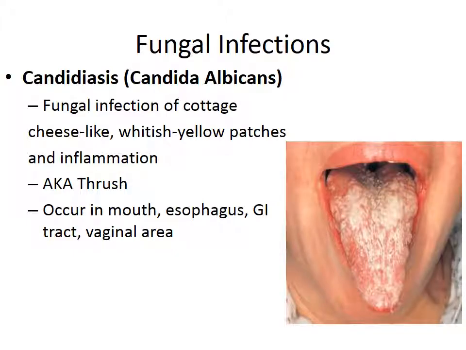Fungal infections, such as candidiasis or Candida albicans, produce a fungal infection of cottage cheese-like whitish yellow patches and inflammation. Often referred to as thrush, it occurs in the mouth, the esophagus, the GI tract, and the vaginal area. It's difficult to get rid of and affects nutritional status in most of these patients as it's painful to eat.